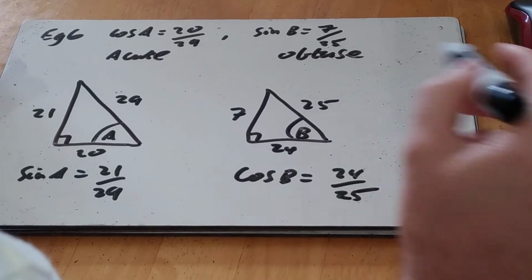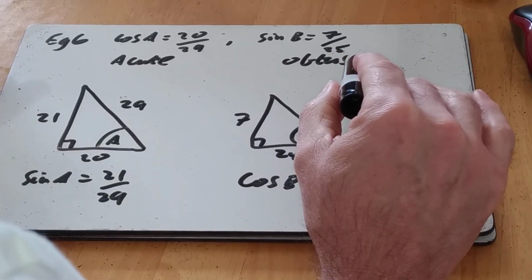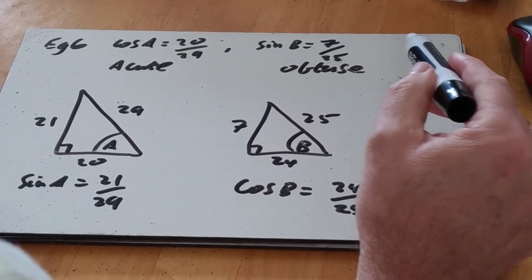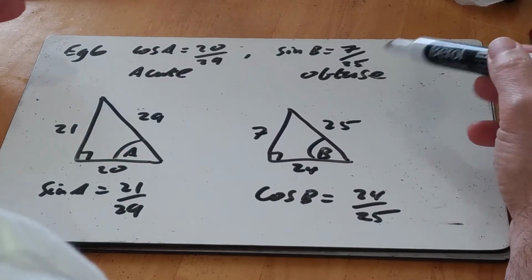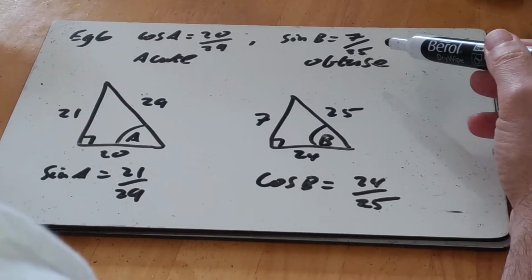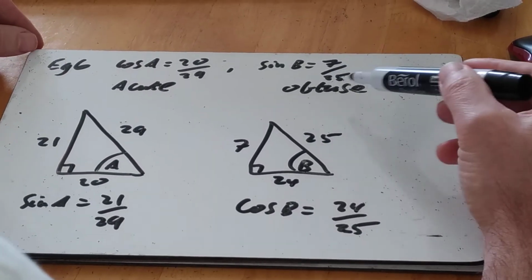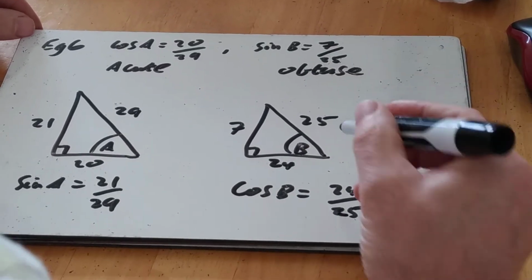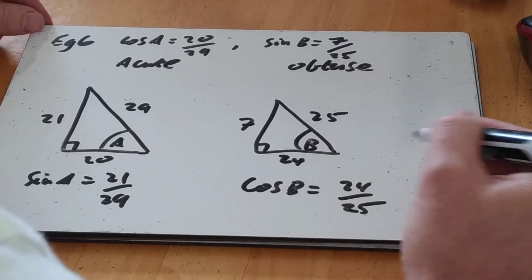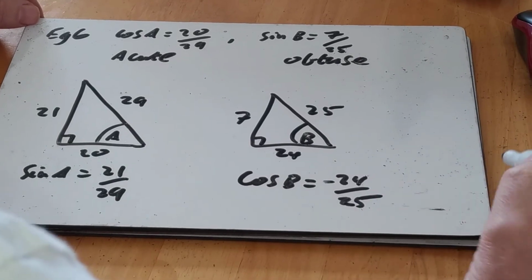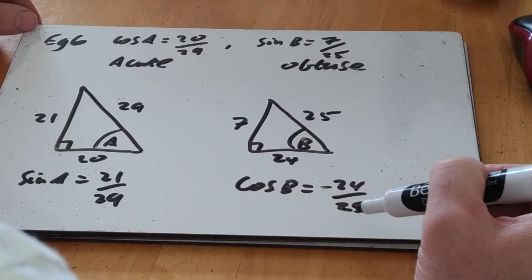There's a but. We are told that B is obtuse. Now if it's not in the 0 to 90 range, then only one of the three trig ratios is positive and the other two are negative. And because it's obtuse, 90 to 180, sine is positive anyway, which we know, but what it means is that the cos value here has to be a negative value.